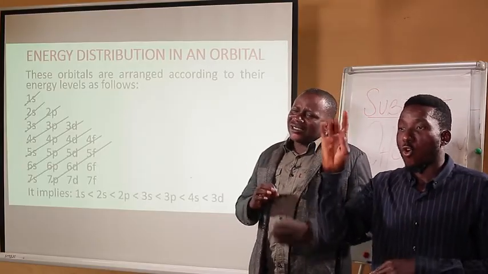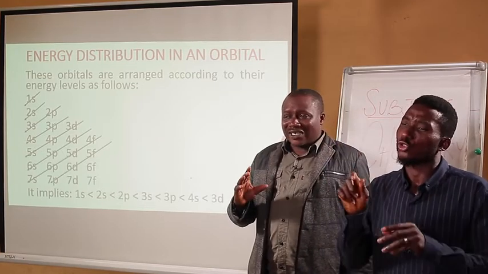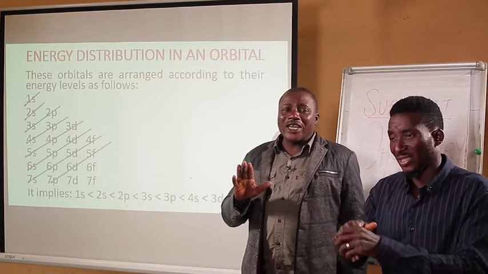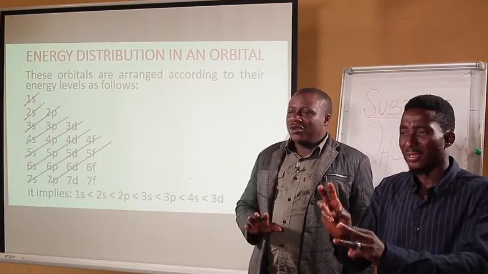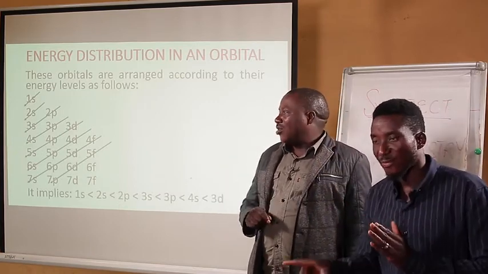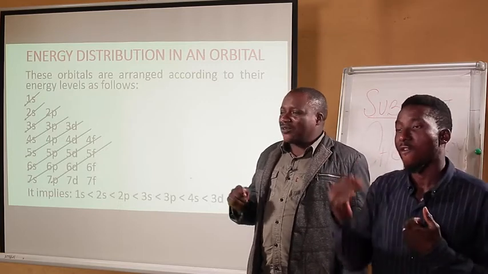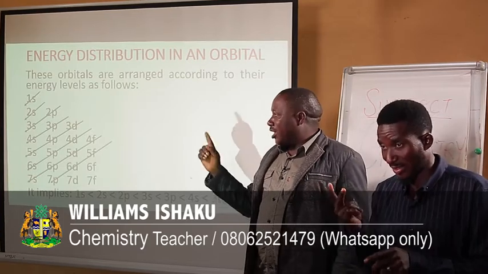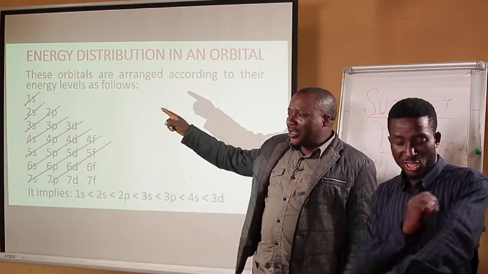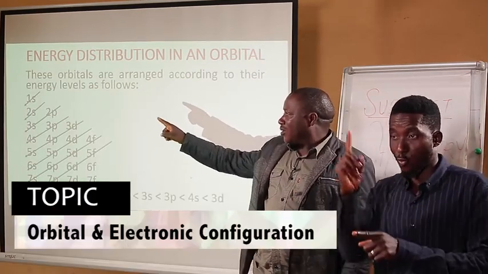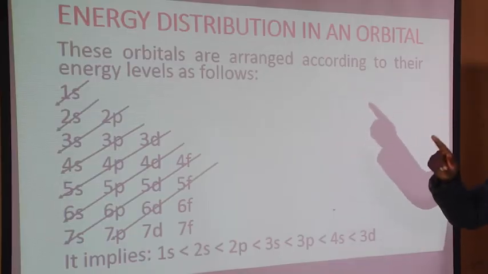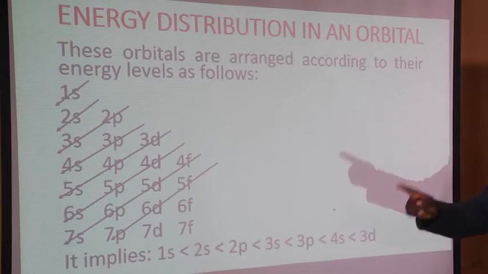Energy distribution in an orbital. The orbitals are not just arranged haphazardly. They are arranged in an organized way according to their energy level. Like I mentioned earlier, we have 4 types of orbitals. As you can see, based on their energy level, we can arrange them from 1s, 2s, 3s, 4s, 5s, 6s up to 7s.